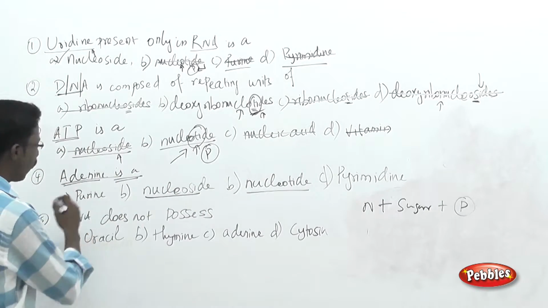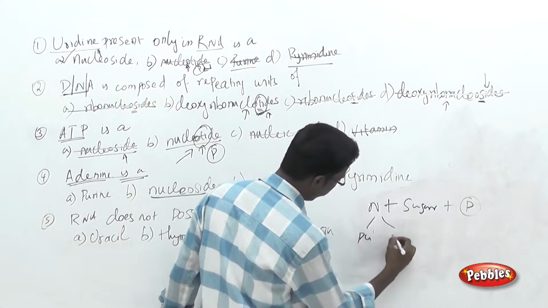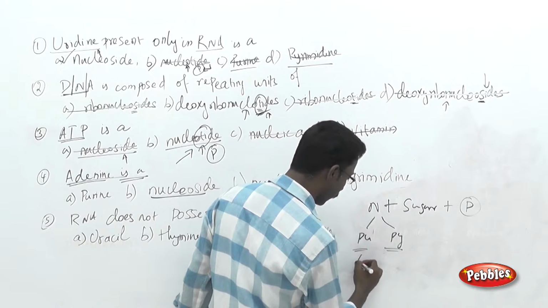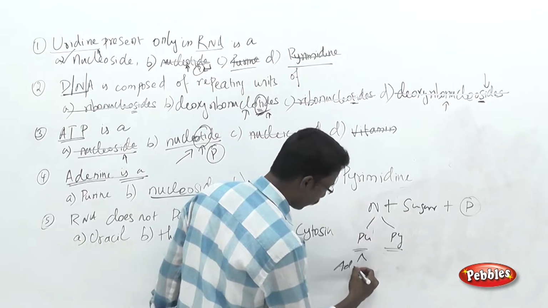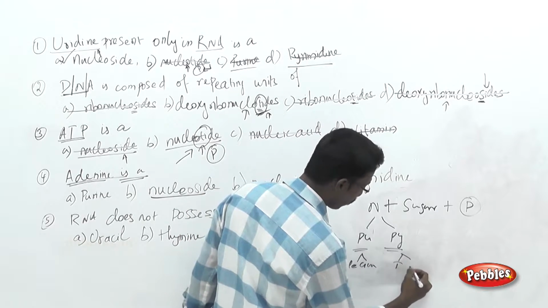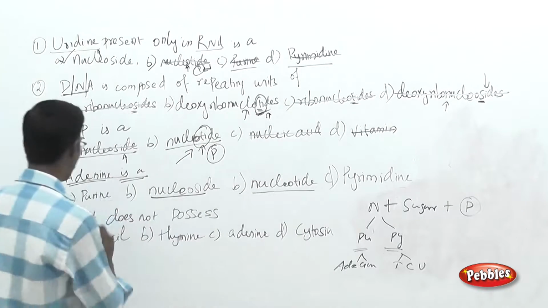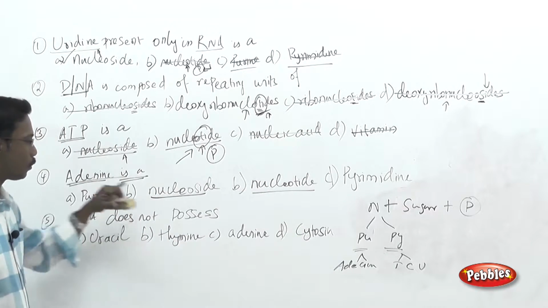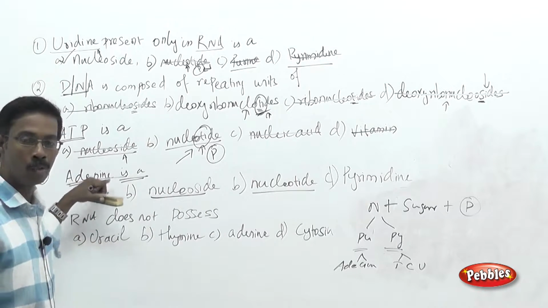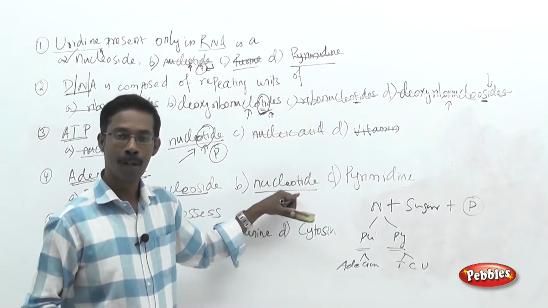Okay, we all know there are two groups of nitrogenous bases, purines and pyrimidines. And what are the bases present in case of purines? Adenine and guanine. In case of pyrimidine, thymine, cytosine and uracil. Okay. So if the term is adenosine, you can choose the answer nucleoside. If the term is adenosine triphosphate or adenylic acid, you can choose the answer nucleotide.